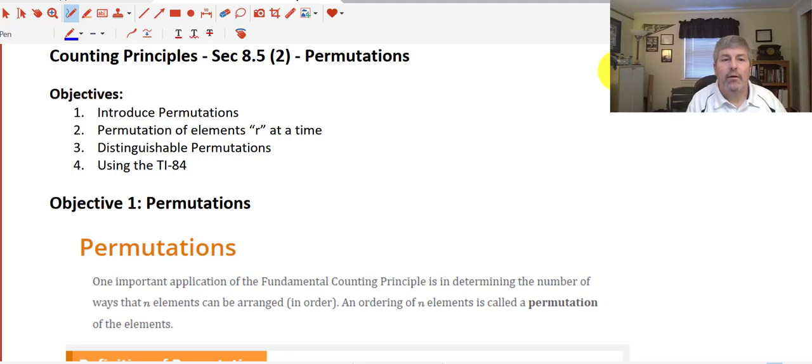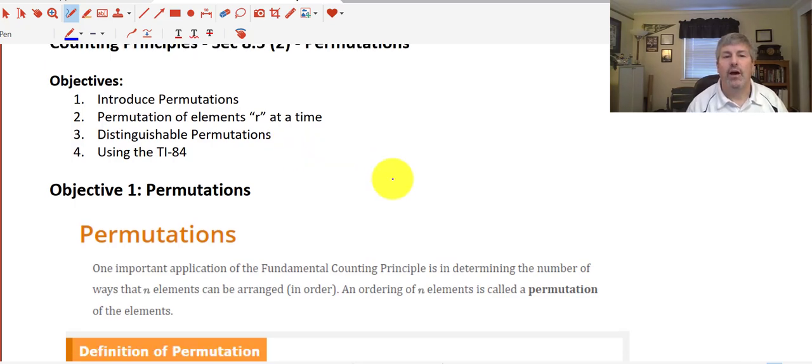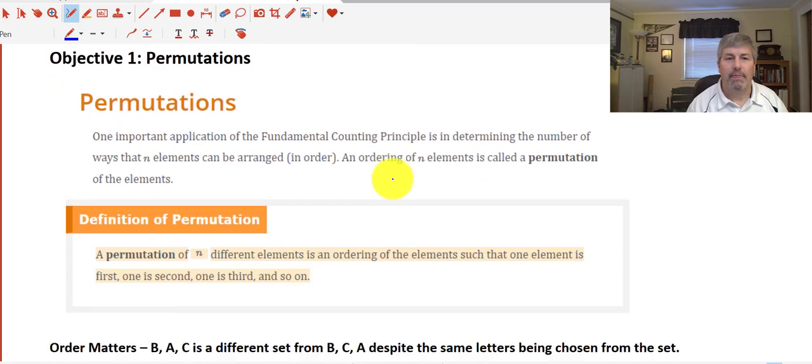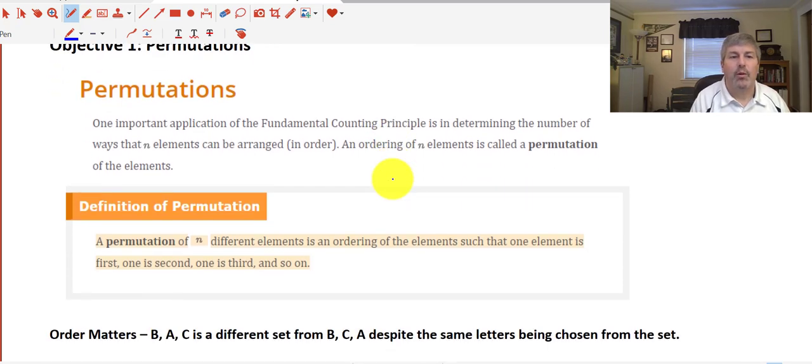Welcome back. We're going to continue our studies of counting principles with the introduction of permutations. We're also going to look at permutations of elements r at a time. We'll explore distinguishable permutations, and we'll take a look at using the TI-84 to help us with these computations. First, let's define a permutation.